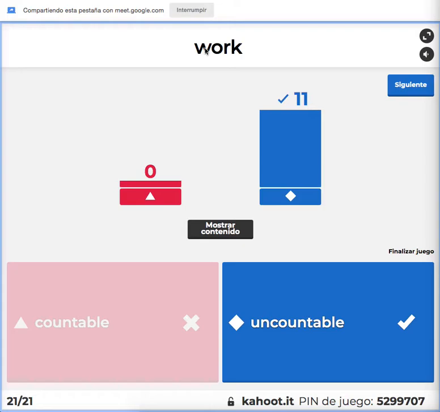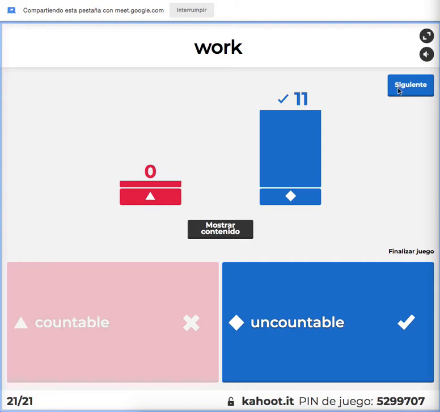You can count the amount of work. I mean, you can count jobs, for example. Puedes contar el trabajo, o sea, como 1 job, 2 jobs, 3 jobs. I have 3 jobs. But work, like the concept of working or something like that, it's uncountable. Perfect, guys. You are doing a great job.